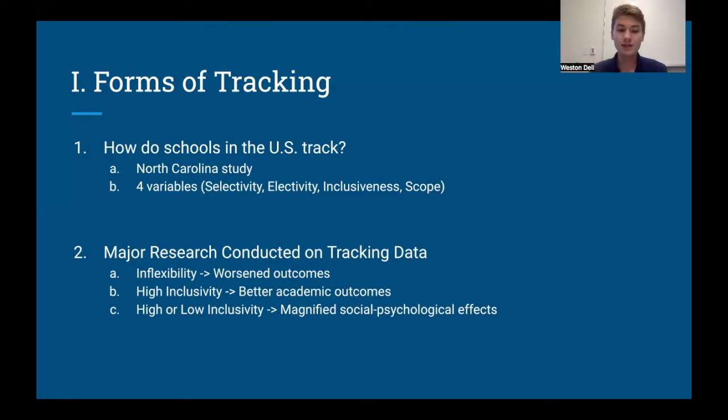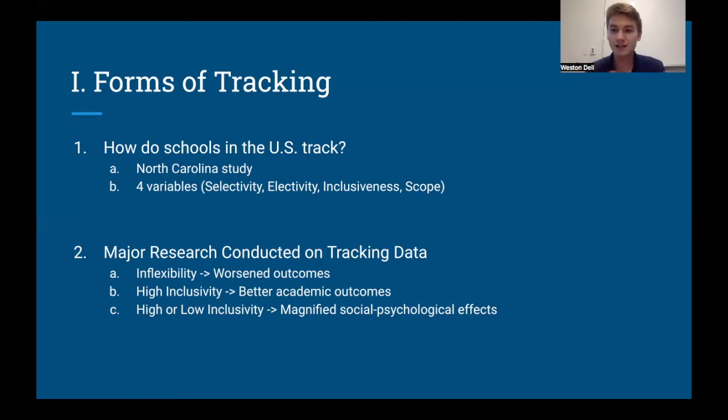Now, when schools tend to have high inclusivity, when there was a greater percentage of students in those high track classrooms, we saw better academic outcomes. That makes sense. That's what we're looking for by putting students in these higher classes with more rigorous outcomes. What was interesting, though, is that with high or low inclusivity, there was a magnified social psychological effect that relates more to the stigma of these tracking systems. Students in high tracks may feel elite or entitled, or maybe students in low tracks feel stigmatized or lesser off. Maybe I'm not as smart as these other kids.